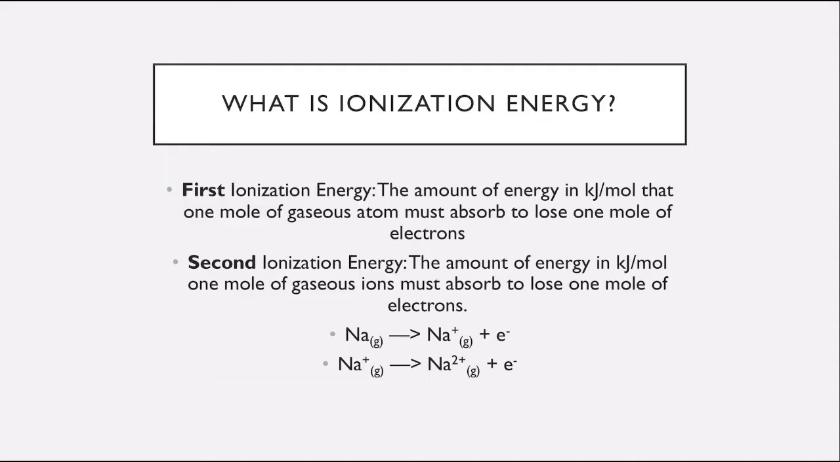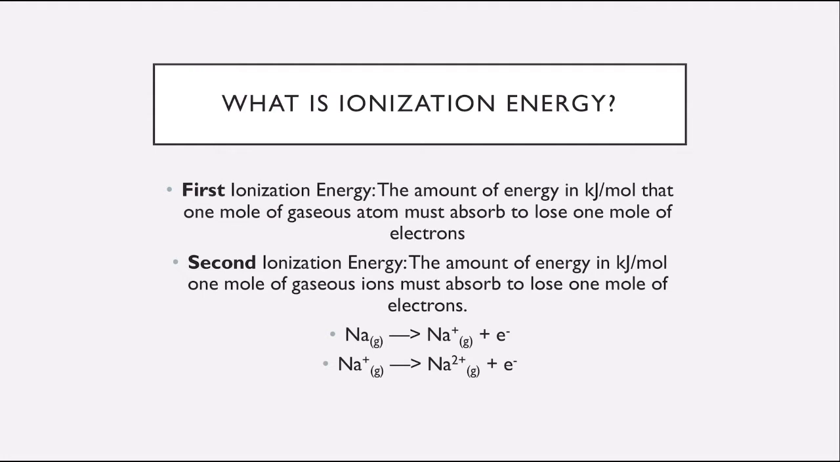First ionization energy can be defined as the amount of energy in kilojoules per mole that 1 mole of a gaseous atom must absorb to lose 1 mole of electrons. Since energy input is always required, the ionization energy must be positive and endothermic. A larger ionization energy means the electron is more tightly bound.